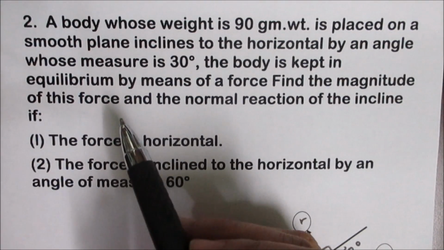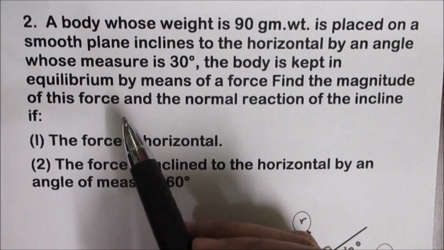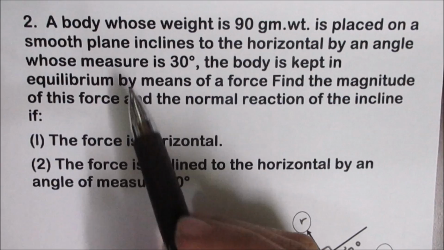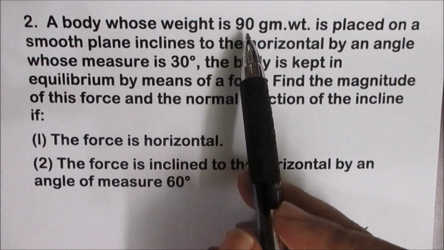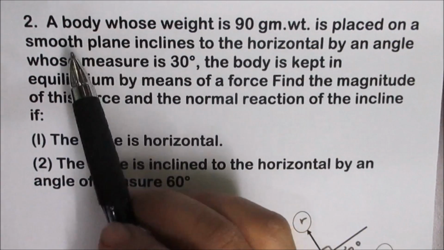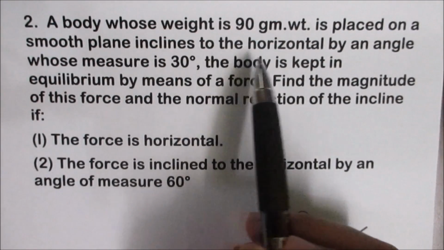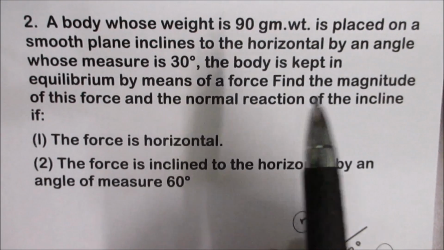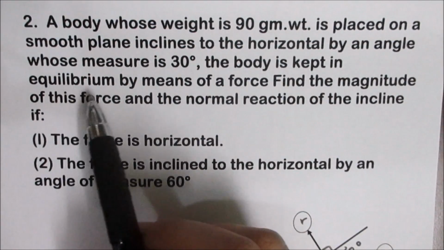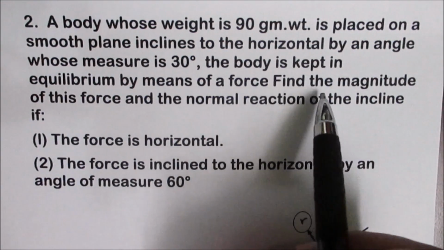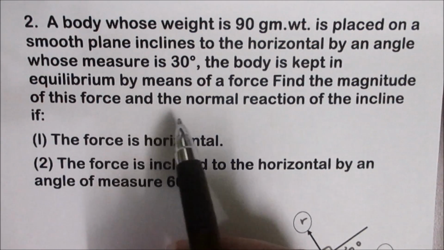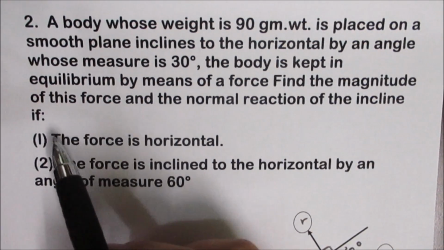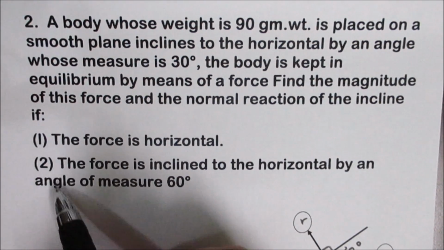Another example on the equilibrium of a body placed on a smooth inclined plane. A body whose weight is 90 gram weight is placed on a smooth plane that inclines to the horizontal by an angle whose measure is 30 degrees. The body is kept in equilibrium by means of a force. Find the magnitude of this force and the normal reaction to the inclined plane in two different cases.